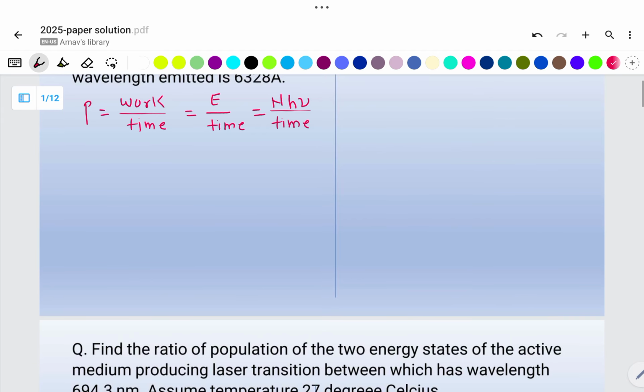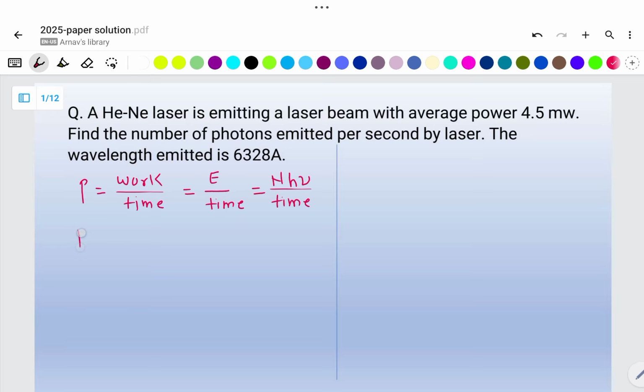So I can rewrite the formula as power P equals n h c divided by wavelength into time. Or I can write the number of photons n equals power into wavelength into time divided by h into c. Let's substitute the values.